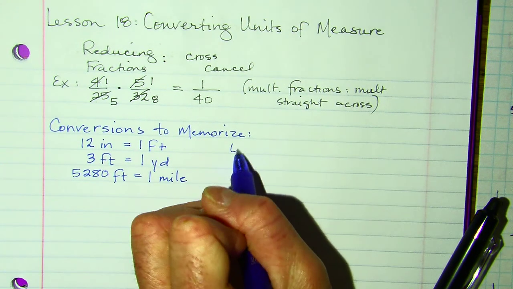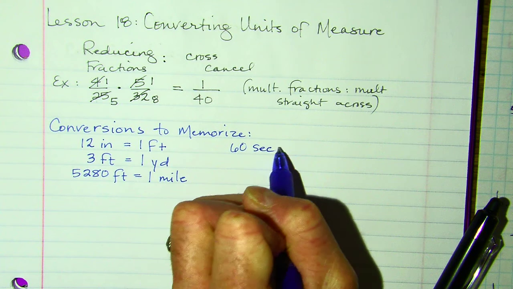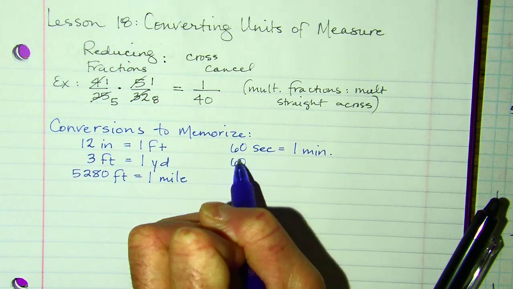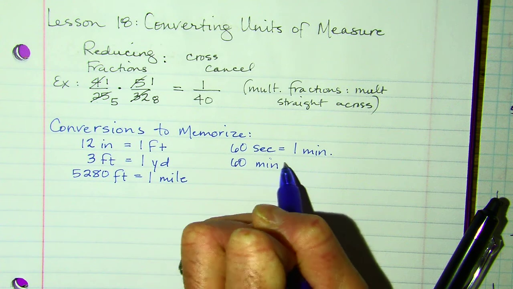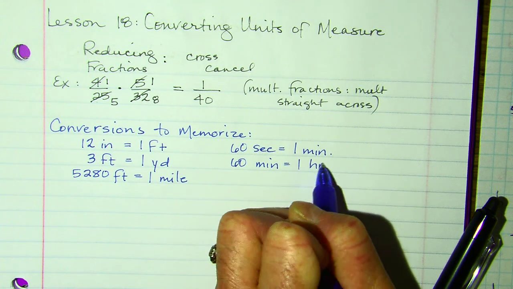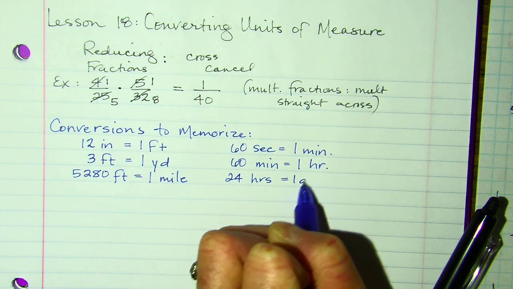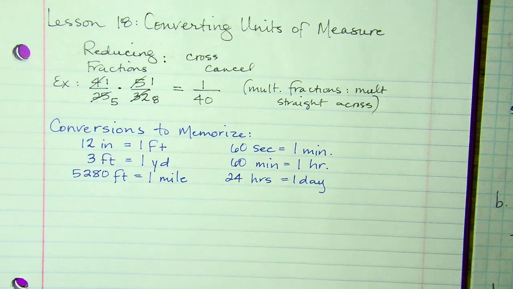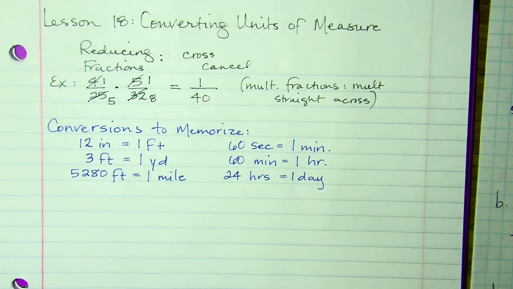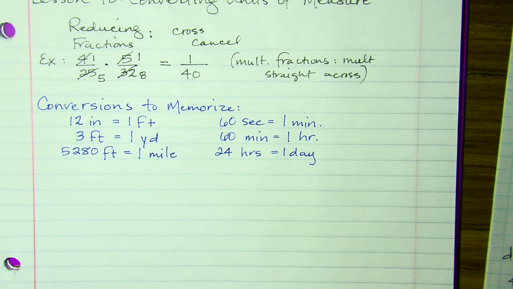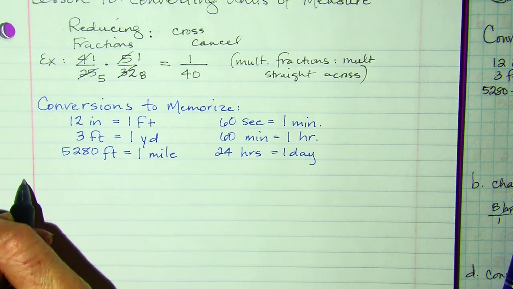And these you should know. There are 60 seconds in 1 minute. There are 60 minutes in 1 hour. And there are 24 hours in 1 day. Okay, so you probably already know that. So we're gonna do some examples together that look just like your lesson practice.